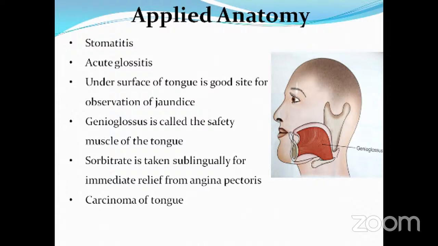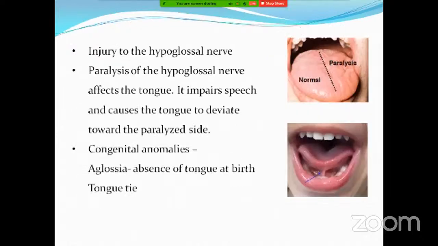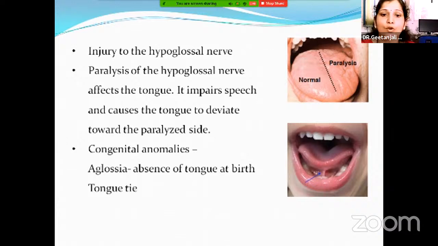Then injury to the hypoglossal nerve. Paralysis of the hypoglossal nerve affects the tongue. It impairs speech and causes the tongue to deviate towards the paralyzed side. Genioglossus is the only muscle which protrudes the tongue. When we protrude the tongue, the genioglossus muscles of both sides get contracted.